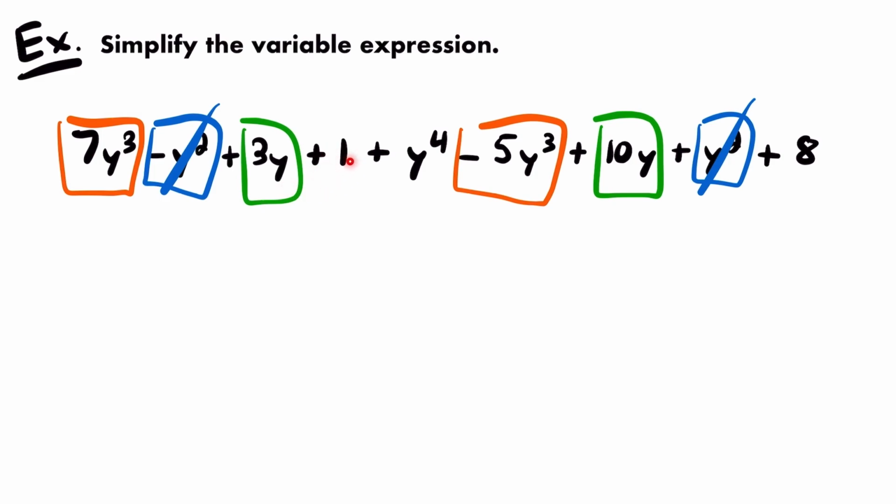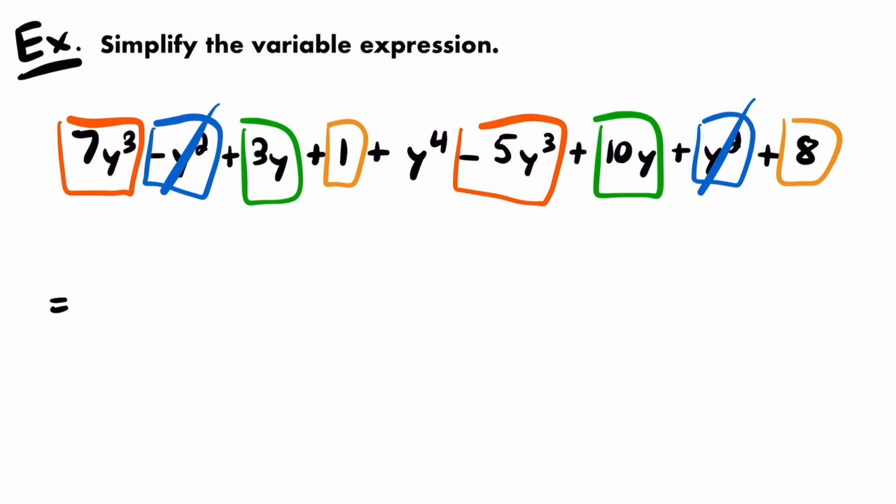And then we have 1. That's a constant term. Do you see any other constant terms? Well, yes, we have one right here. 8 and 1 are both constant terms, so we can combine them. And then that just leaves us with y to the power of 4. Okay, and that's the only term left, so there are no like terms for this term. None of the other terms in this variable expression have a variable part of y to the 4th power. So we can just rewrite this term as it is. No changes are necessary.